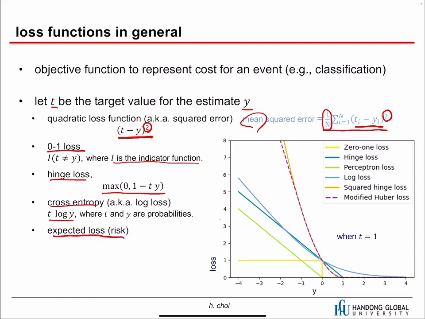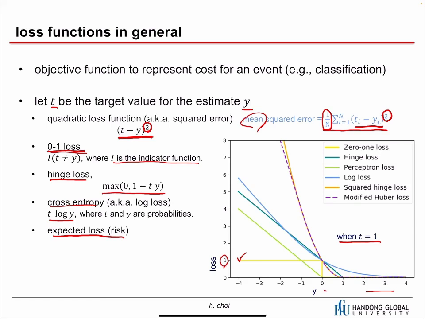So this graph actually compares a couple of different losses. This yellow one is the 0-1 loss. So when the target is 1, then if y is negative, then loss is 1. If y is positive, then it is 0. Okay, so that's the 0-1 loss.